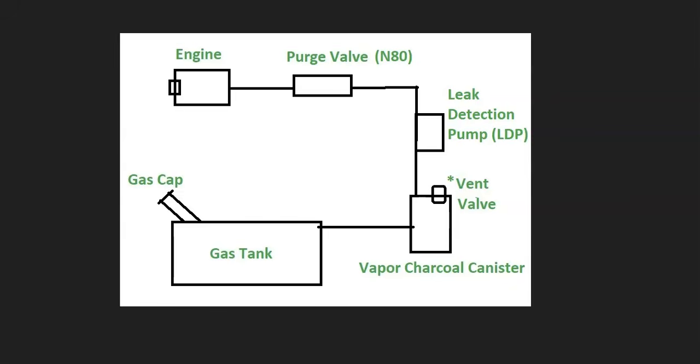And there's going to be a leak detection pump inside of the system. And this basically controls the pressure inside of the system. And it'll run tests to see if the system's holding pressure. And if the system's not holding pressure, then it's going to report this to the computer. And then the hose is going to go up to the top of the engine.